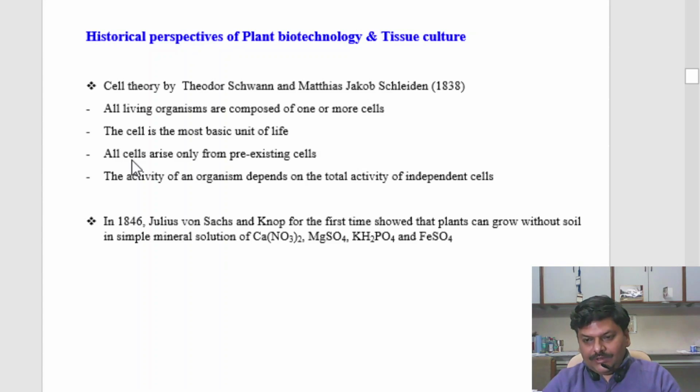So if you see, in this solution all these 6-7 elements are provided in the form of different salts, such as calcium and nitrogen provided by calcium nitrate, magnesium and sulfur provided by magnesium sulfate, potassium and phosphorus provided by potassium dihydrogen phosphate, and iron and sulfur again provided by ferrous sulfate. So what they showed at that time is that even if soil is not there and you have a solution of these basic salts, plants can grow.